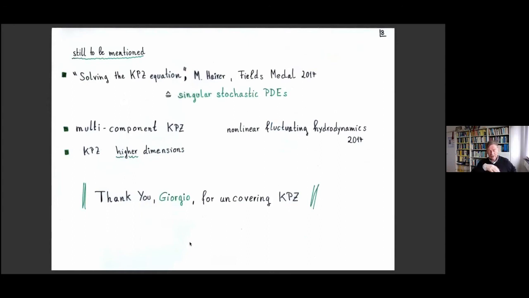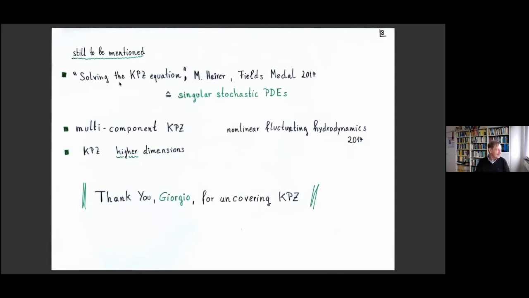Of course, I should have said more about this integrable probability, but this would lead us so far. But there's one other element which I do have to mention, namely the Fields Medal of Martin Hairer. His famous paper is called "Solving the KPZ Equation." Now, of course, he didn't solve the KPZ equation, but he had another aspect in mind.